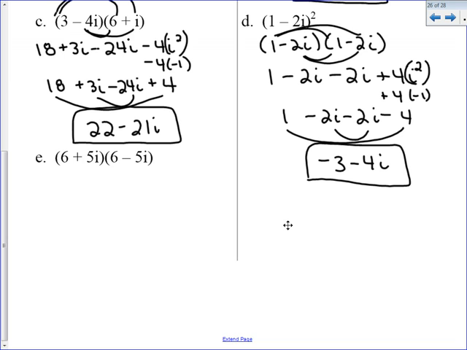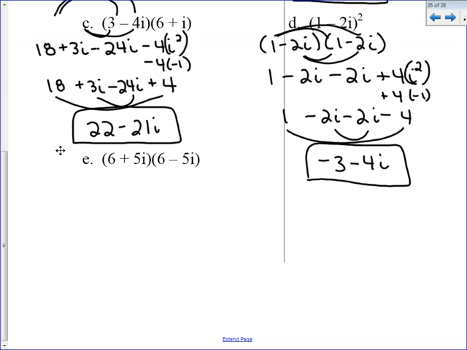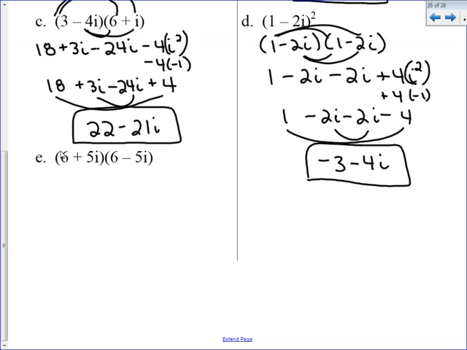So you have to FOIL this. Try that again. So we get 6 times 6 is 36. 6 times negative 5i is negative 30i. 5i times 6 is positive 30i. And then 5i times negative 5i is negative 25i squared. And Muna, your mistake would have just been a sign.